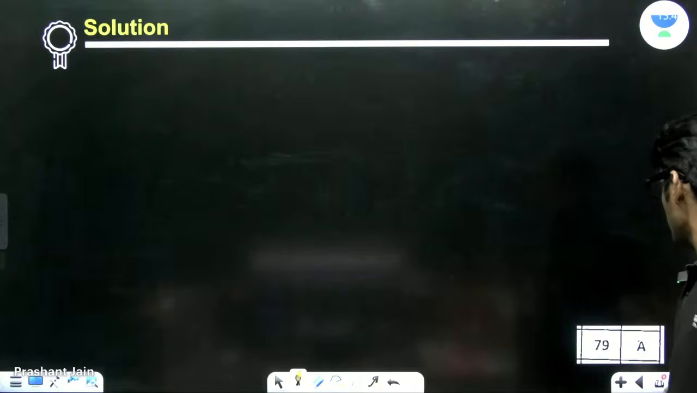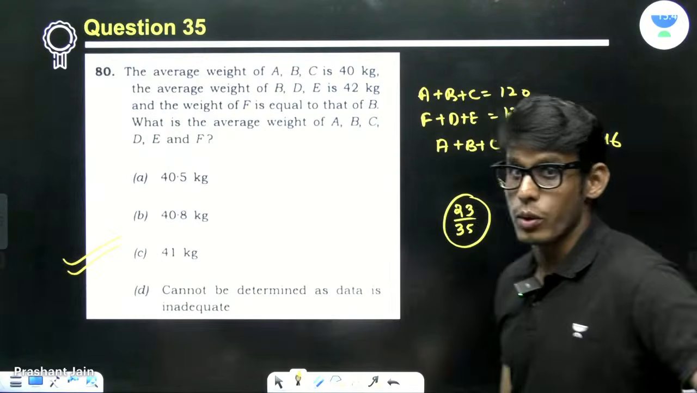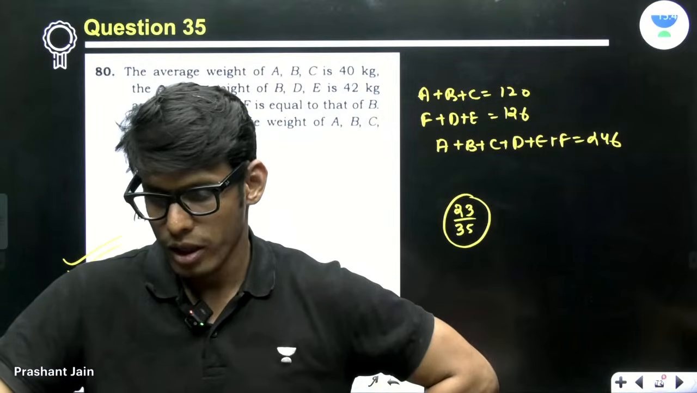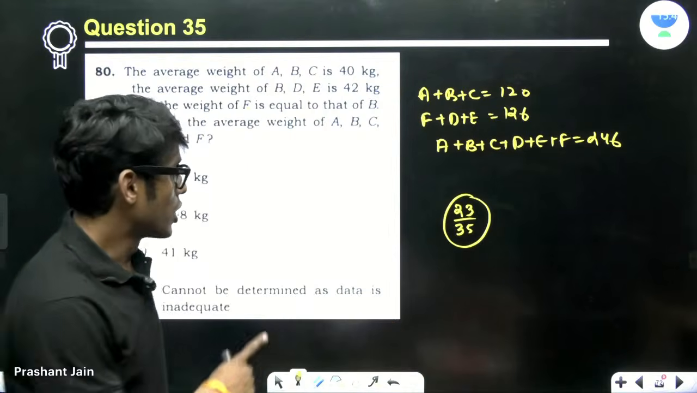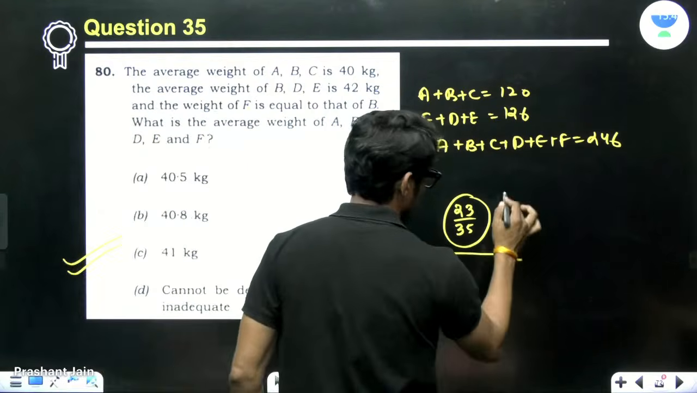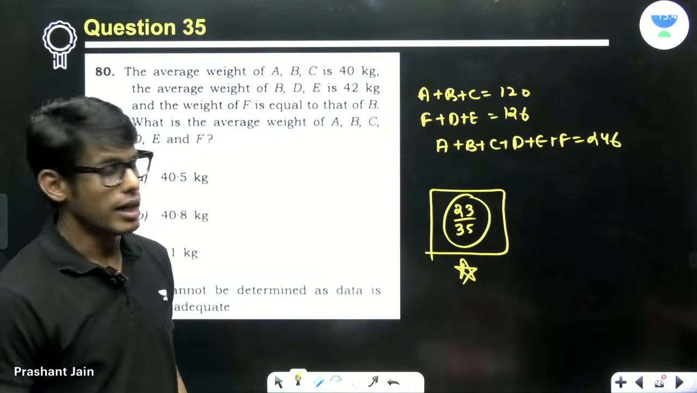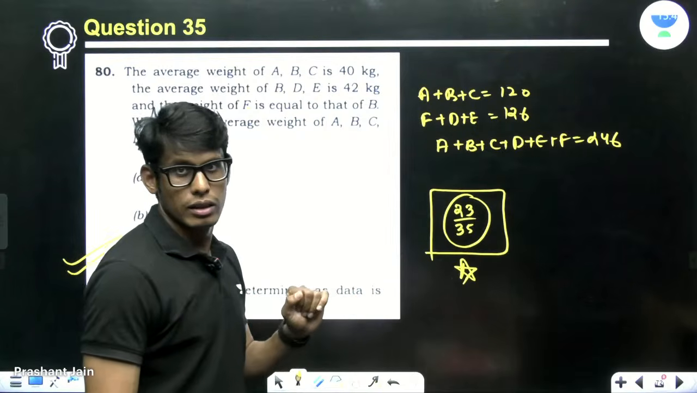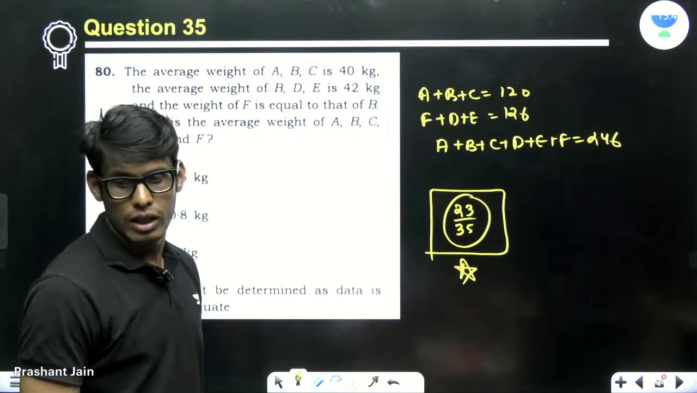Before we start, now we will do it in reverse order. We'll do UPSC CSAT 2025 first. 23 out of 35. Are you guys okay with this? It is roughly more than 60%, almost 65 to 67%.